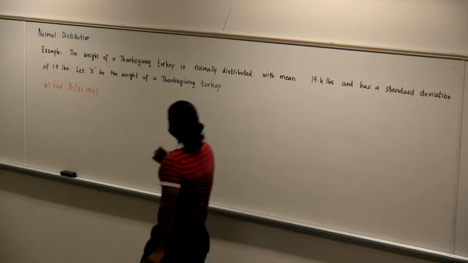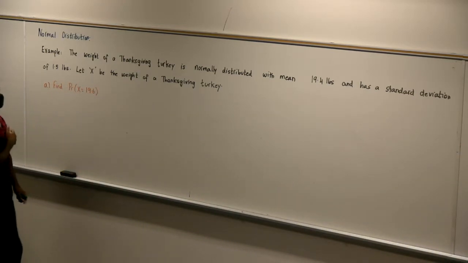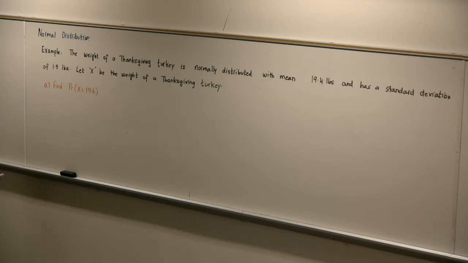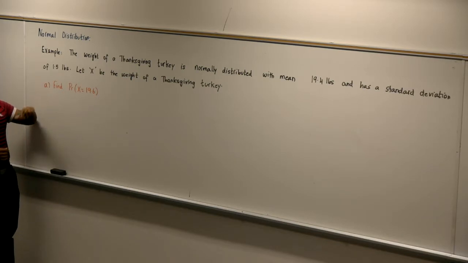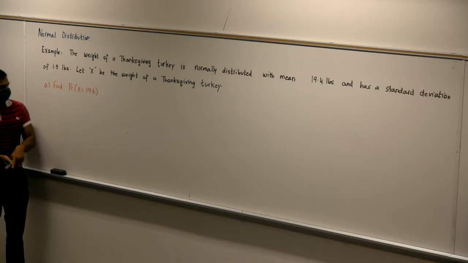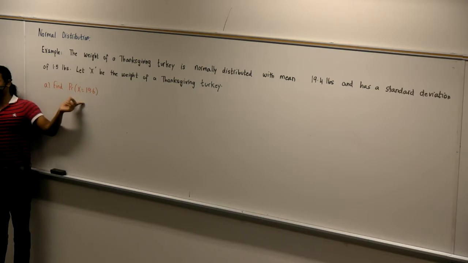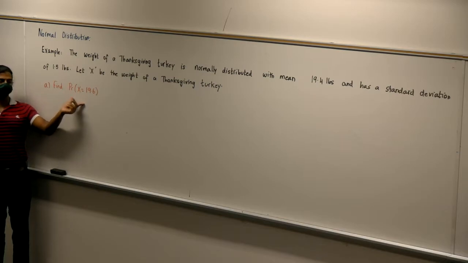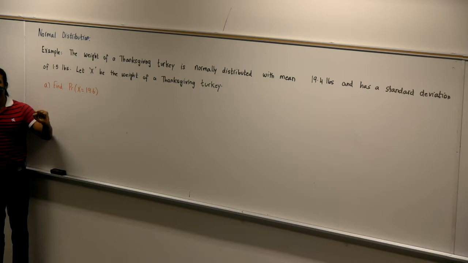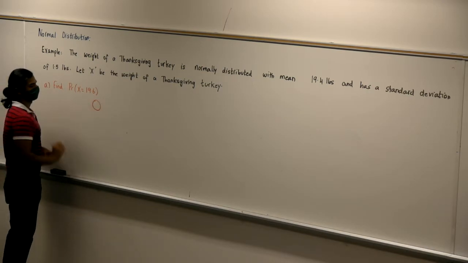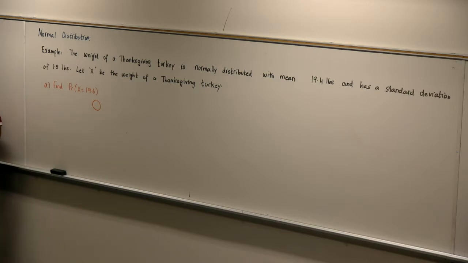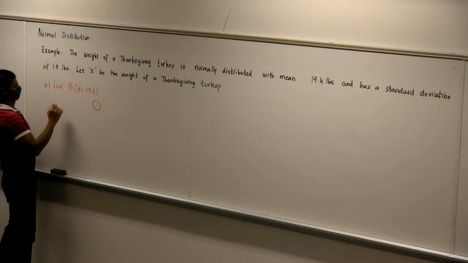Okay, so the weight of a Thanksgiving turkey is normally distributed with mean 19.4 pounds and a standard deviation of 1.5 pounds. Let X be the weight of the turkey. So what is the probability that X is equal to 19.6? 0. Why? Enlighten us, Benson. You can't have a probability of an exact value in a continuous distribution with density.